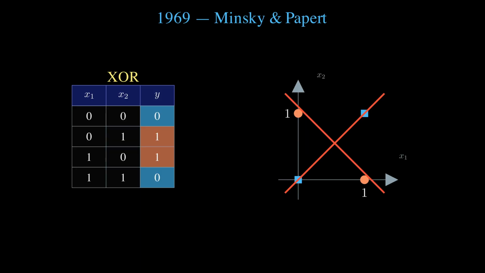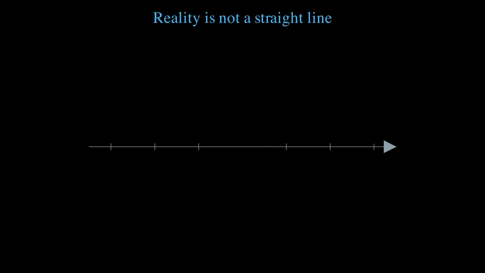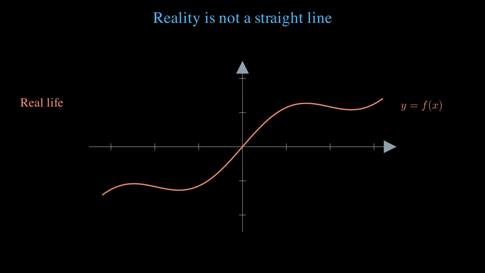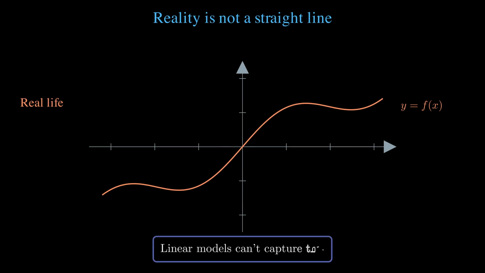And they proved that this model cannot do that, which would mean that it literally can't solve any problem, since in real life, no problem would really be that simple. So if it can't even solve the most simple nonlinear problem, which is XOR, it's basically useless. Research stopped, funding dried up, and the first AI winter started.